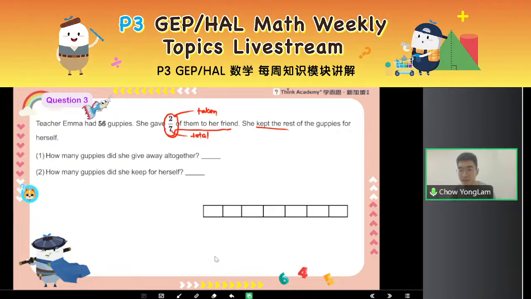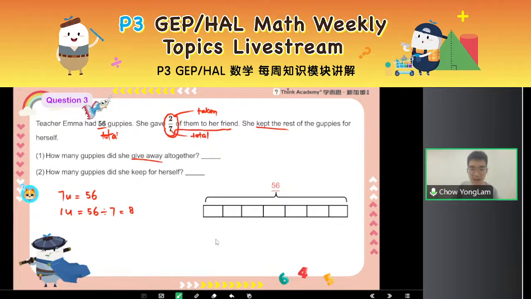Then we try to label any information we know according to the question. For example, the question told us 56. 56 is the total, so of course you label it for the entire bar. 56 is the total, which means the 7 units add up to be 56. So which can you find? In fraction word problems, it's very important to find the 1 unit. So 7 units is equal to 56. From there, you can find 1 unit is equal to 56 divided by 7, which is 8. So now there are 8 fish in a unit.